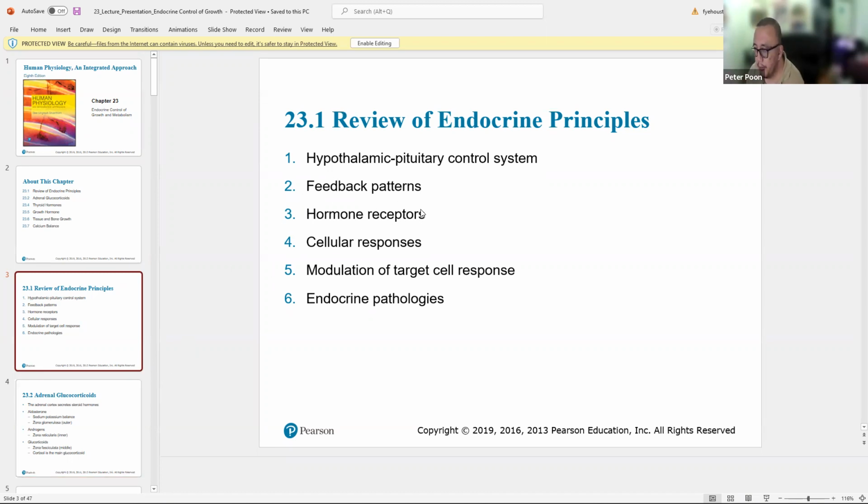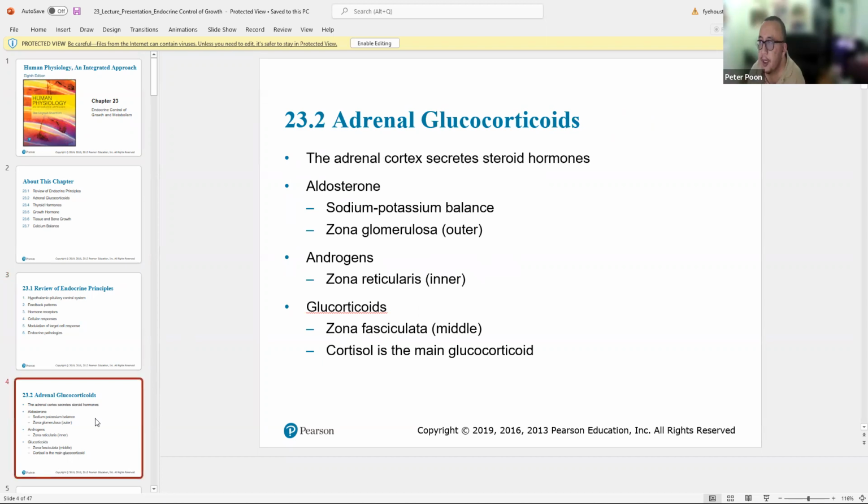And this is all going to be negative feedback and the hormone receptors and stuff like that. So, the adrenal cortex secretes steroid hormones. The adrenal medulla is all about adrenaline, but the adrenal cortex is all about steroid hormones.